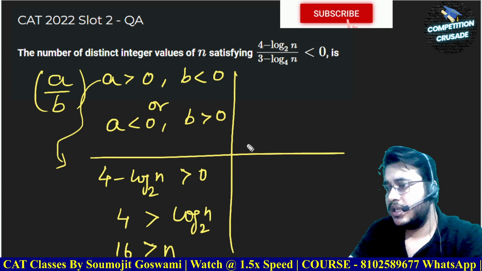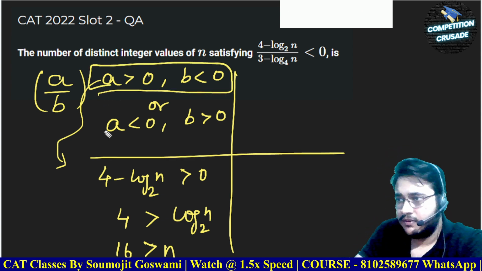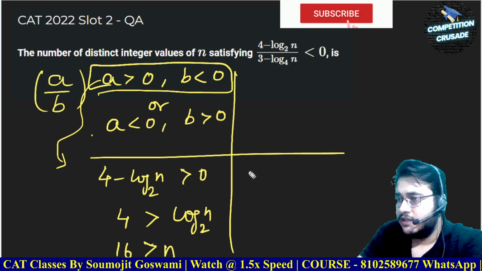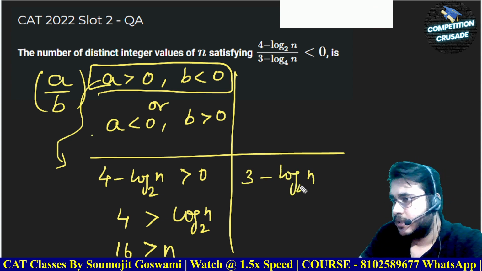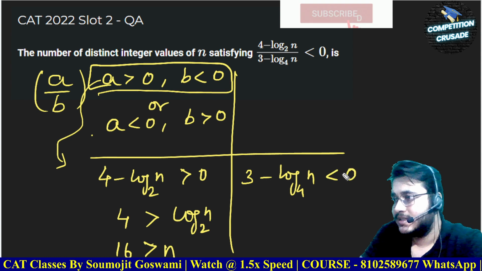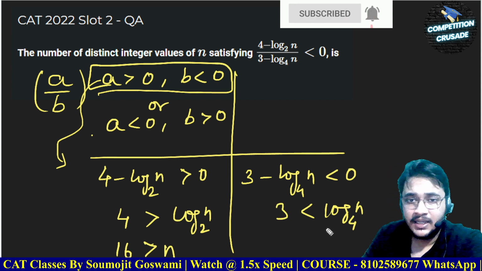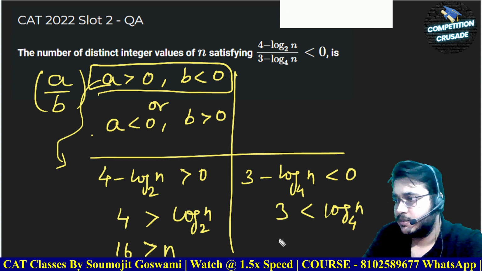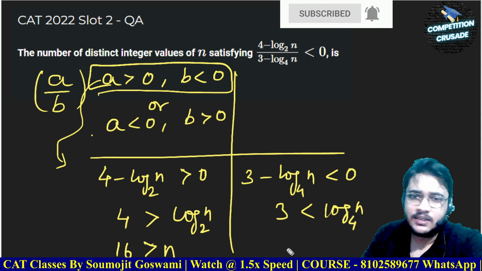What about b? We have not touched this one. If b is less than 0, this means 3 minus log n base 4 is less than 0, so this goes to that side and becomes log n base 4 greater than 3. Again, transposing base 4 becomes 4 cube. 4 square is 16, into 4 is 64.